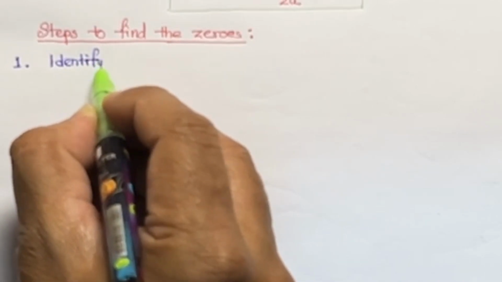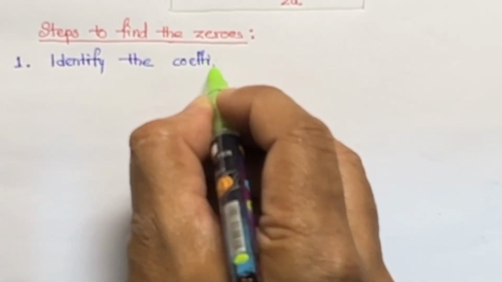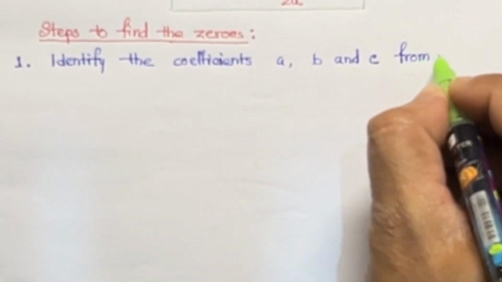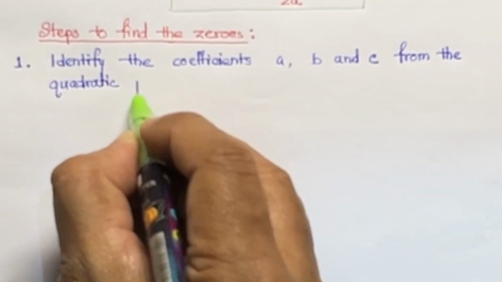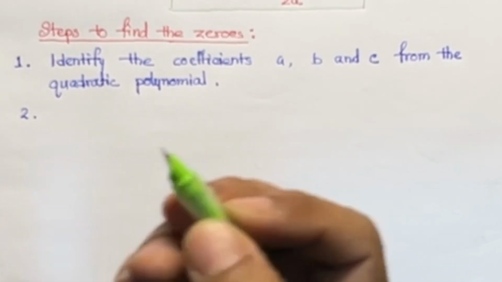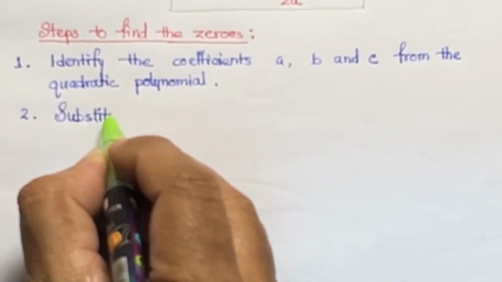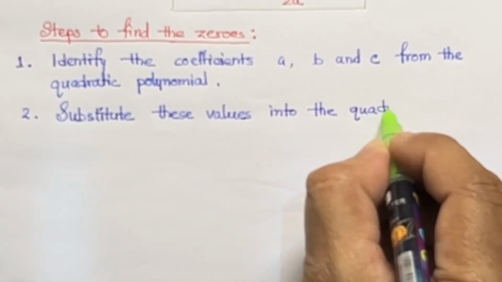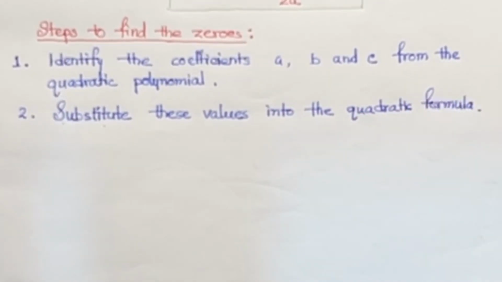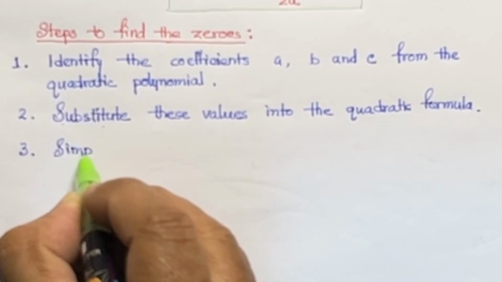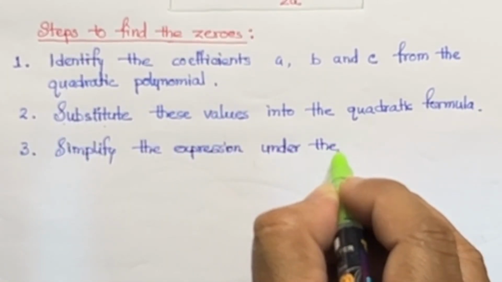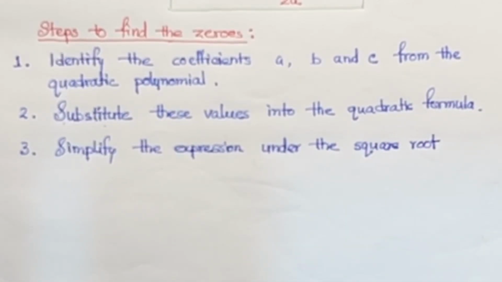Step 1. Identify the coefficients a, b and c from the quadratic polynomial. Step 2. Substitute these values into the quadratic formula. Step 3. Simplify the expression under the square root, b square minus 4ac.